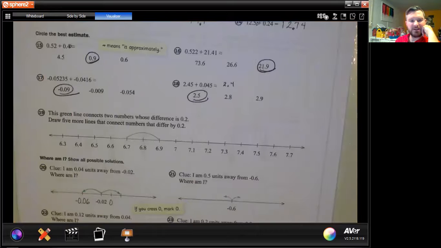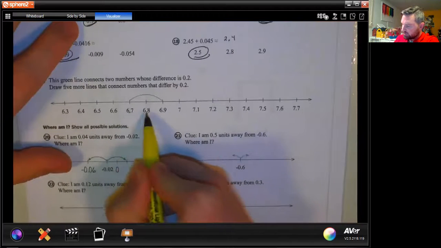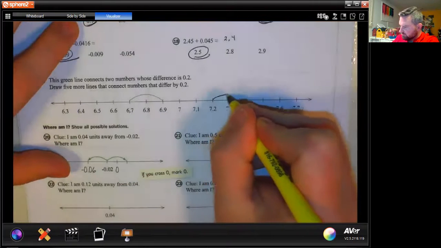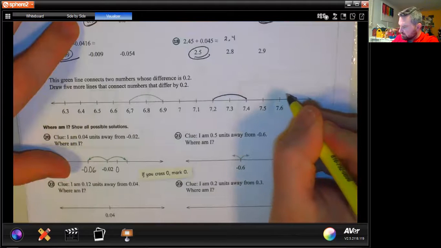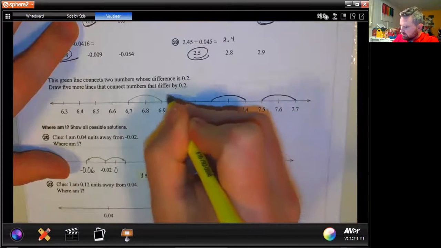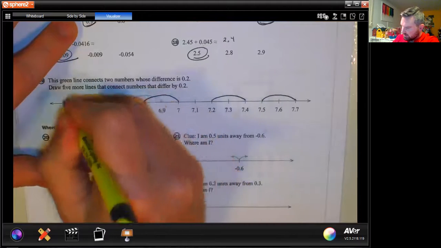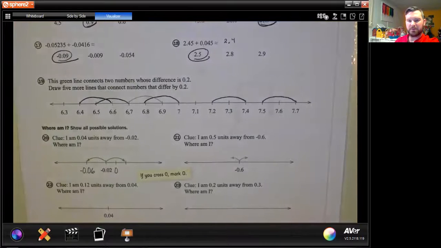This green line, on number 19, connects two numbers whose difference is 0.2. Draw 5 more lines that connect numbers that differ by 0.2. They differ by 0.2 because your scale here is 0.1 going all the way across. So you could say these two, you just got 2 gaps there. These two, so that's 1, 2, 3. These 2 and these 2. It doesn't matter as long as there's 2 gaps in between them.